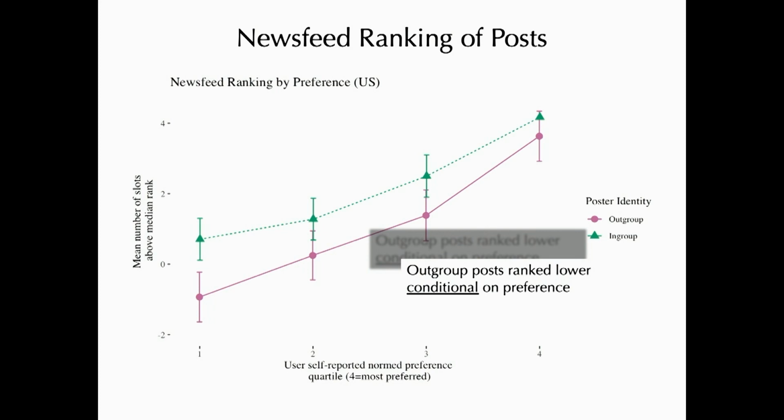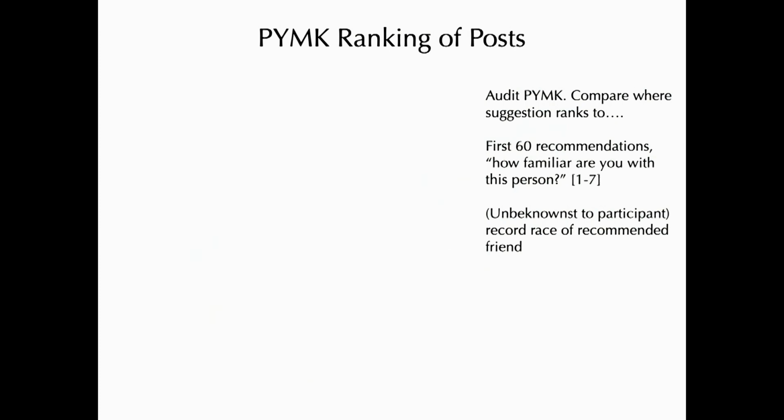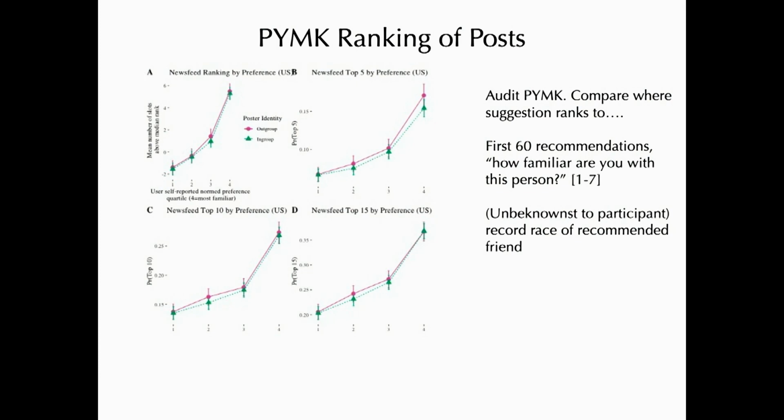Now you could say this is something about Facebook. Well, let's go and see what happens on People You May Know. Do the exact same thing. How does it rank order friends? And there you find, however you measure the ranking, no difference at all. So there's no in-group bias in the People You May Know algorithm. It's only in the newsfeed algorithm.